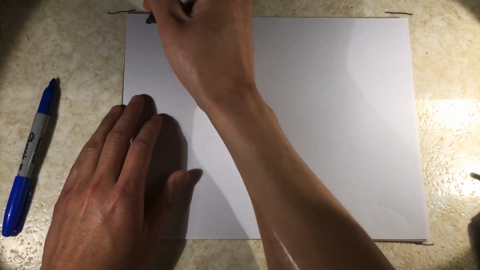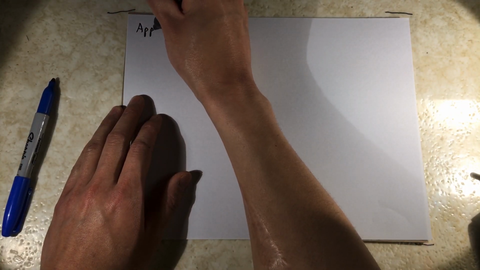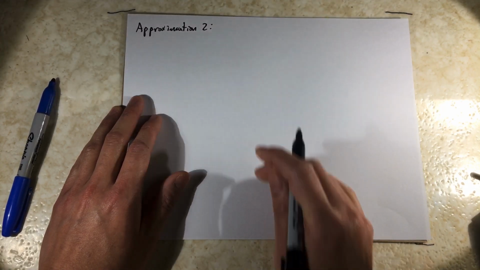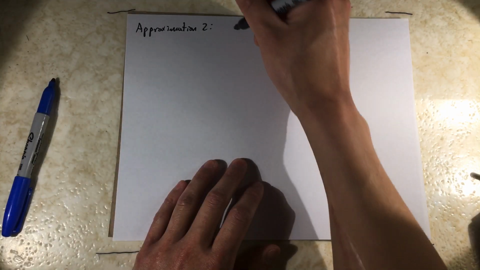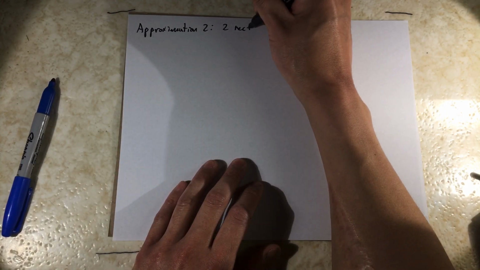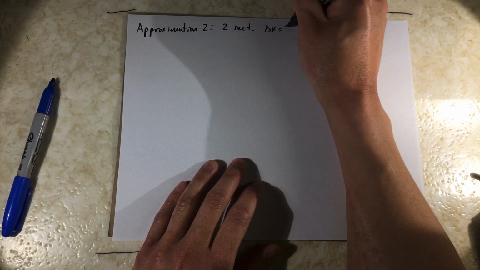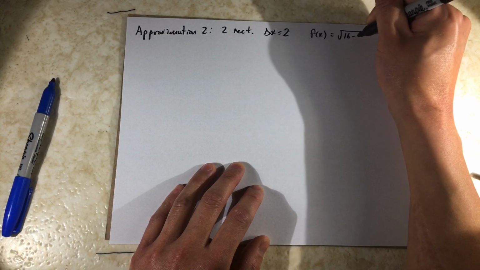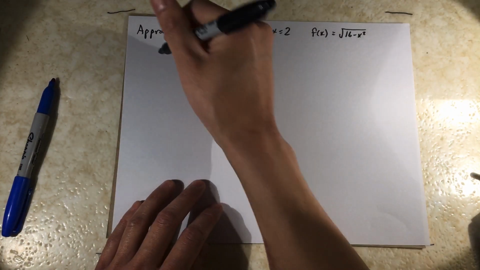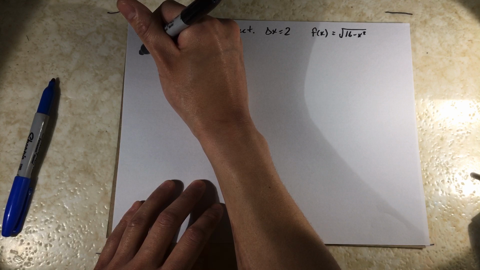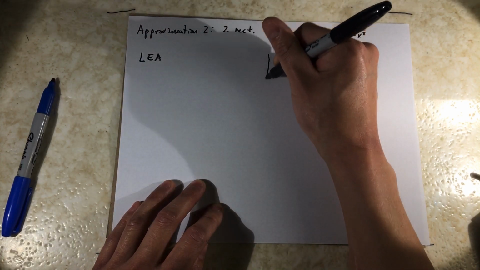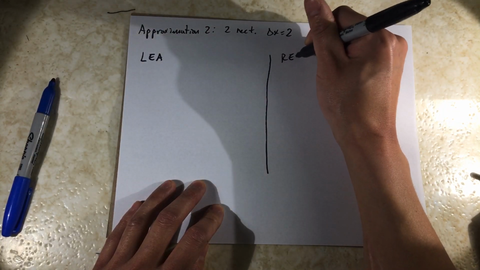All right, now I'm ready for this paper. Let's do approximation 2. For approximation 2, we're going to use two rectangles, and we're going to use delta x is 2. And just to remind you, our f of x is the square root of 16 minus x squared. So we're going to have the left end approximation, and we're going to do the right end approximation.